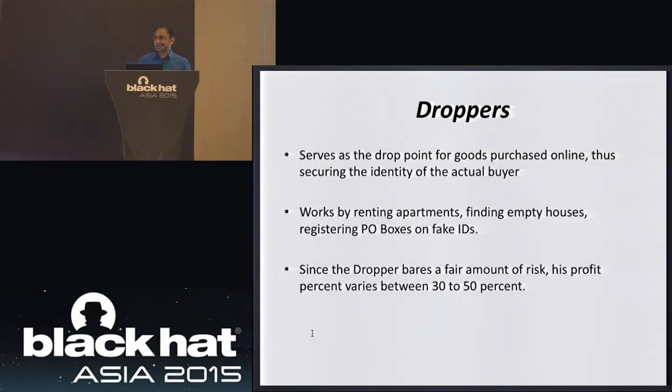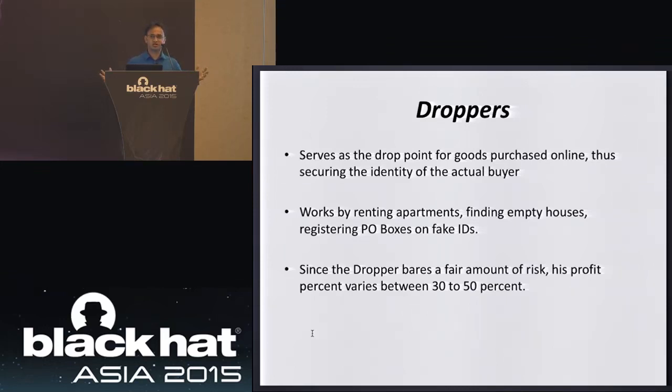The next important specialized service is the dropper. What exactly the dropper does is that it serves as the drop point for goods purchased online, thus securing the identity of the actual buyer. Let's say you want to do online shopping, you have found a cardable website, then you definitely cannot ship the goods to your own home address. I mean, it can be tracked back to you that, okay, you are actually shipping stuff to your own address. So that's quite a blunder.